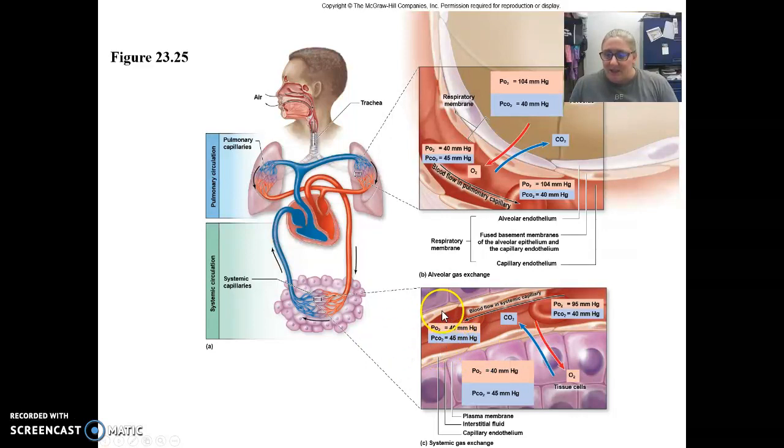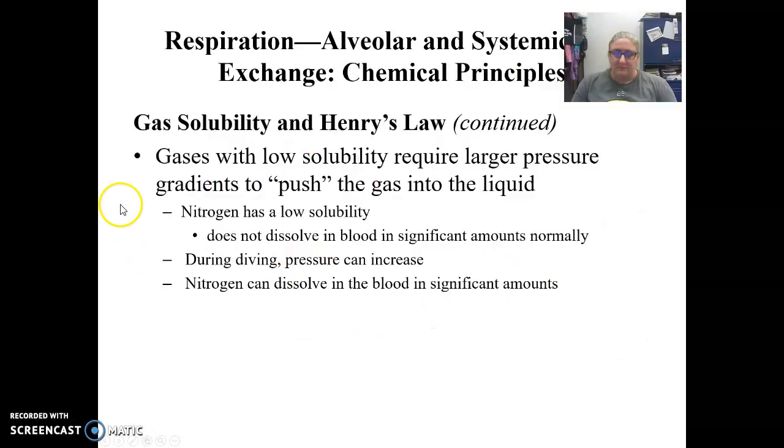In the blood tissues, so here's systemic gas exchange, we have more oxygen in the blood now than we do in our tissues. So oxygen moves from the blood into our tissues, whereas carbon dioxide has a higher pressure in the tissue, so it moves into the blood. Because nitrogen has a very low solubility level, it's not going to move into our tissues.